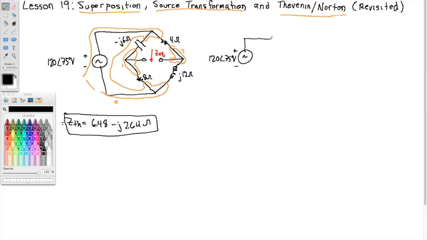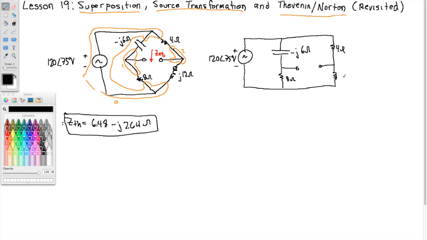Just going to redraw it like this with nice right angles. Everybody loves right angles in circuits, and is scared of non-right angles. So let me draw it with right angles. Nice drawing. And let me label this. This is going to be the Thevenin voltage if I can find it.